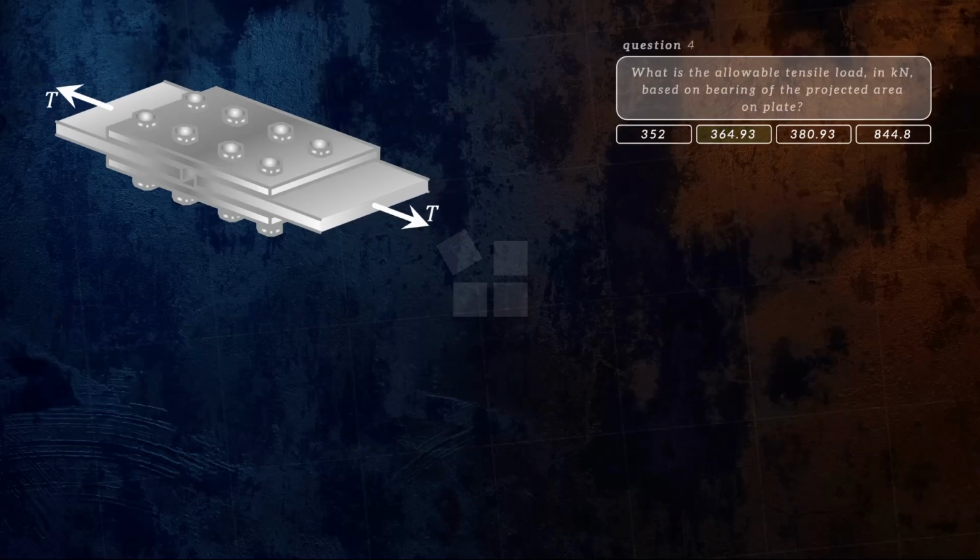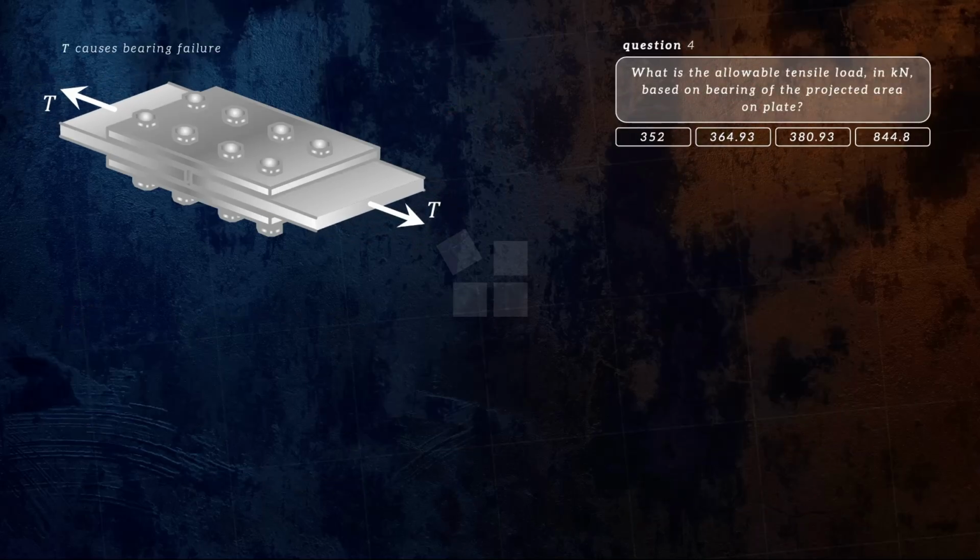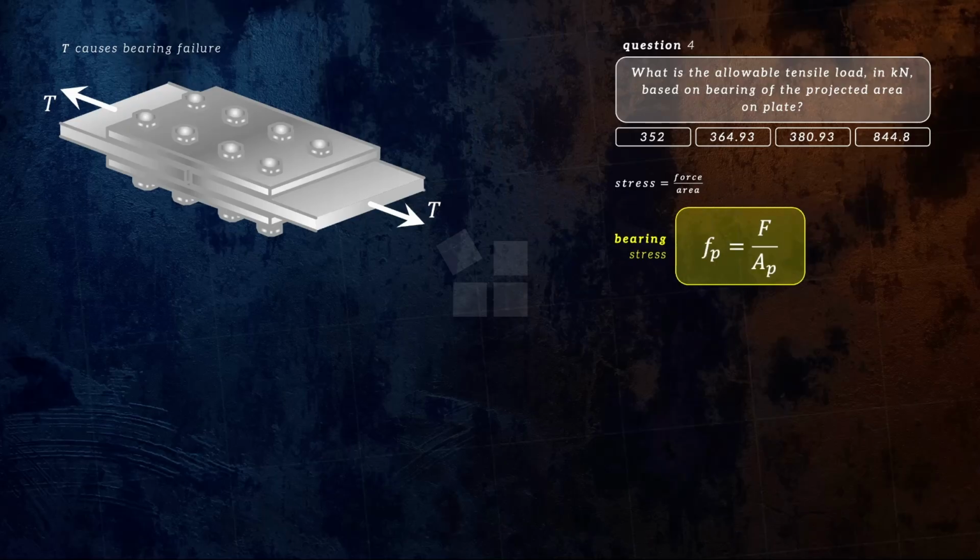Now, for the last question, we are still asked for the allowable tensile load, but based on bearing of the projected area on the plate. Therefore, T would cause bearing failure at our connection. Up to this point, the same concept, stress is equal to force over area, will still be used, because our formula for this case is this. Stress being the bearing stress, Fp, which in our situation is given as 1.5 Fu. And Fu is also given as 400 megapascals.